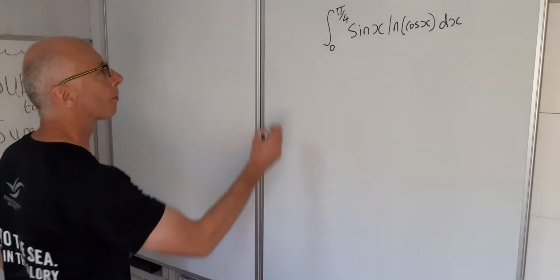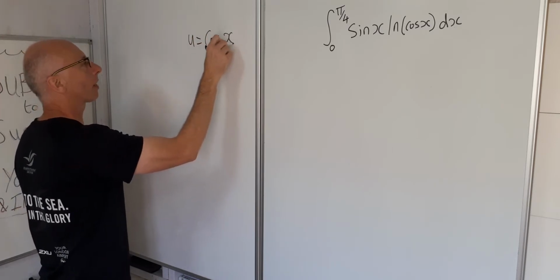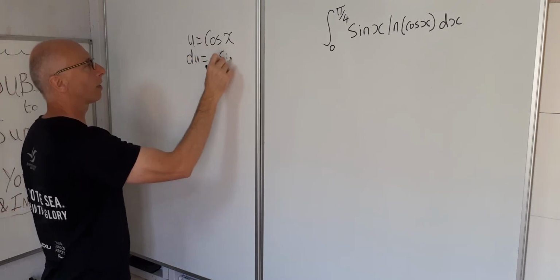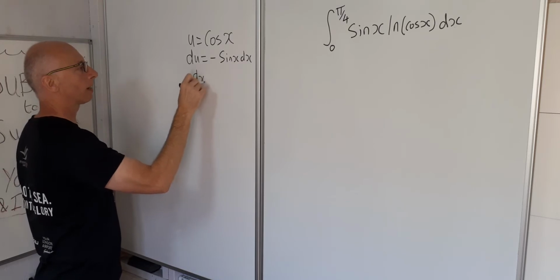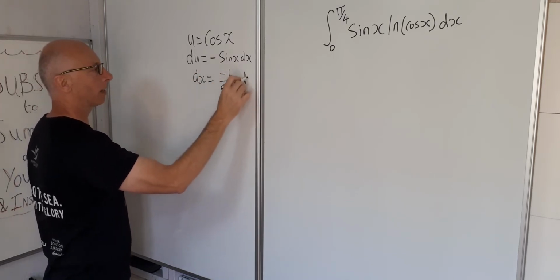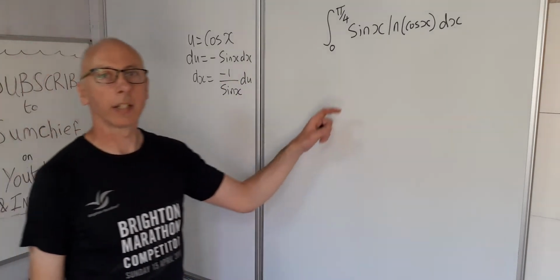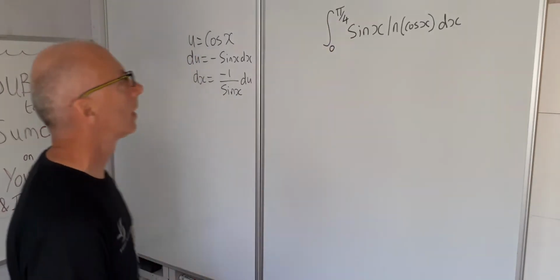So let's do that. u equals cosine of x, du equals negative sine of x dx. So therefore dx equals negative 1 over sine x du. Okay, now we're not quite done yet with the u sub because we've got these parameters of integration here.